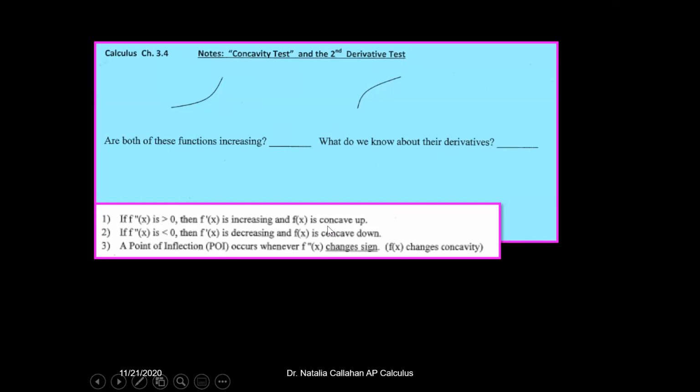All right, so looking at these 2 diagrams, are both of these functions increasing? If you look at it, the answer is yes. And what do we know about the derivative? Well, the derivative is basically just the rate of something. And of course, your slope is always changing.